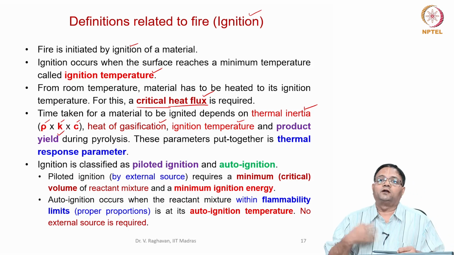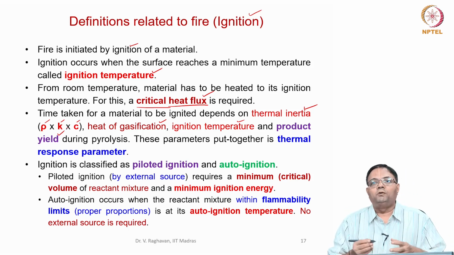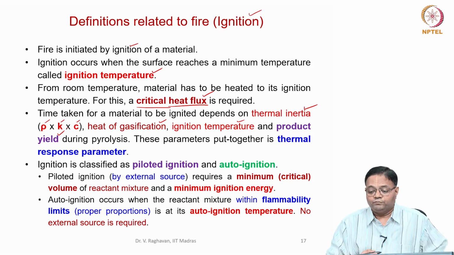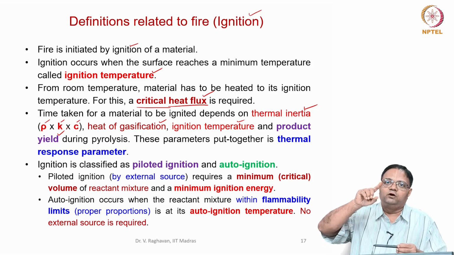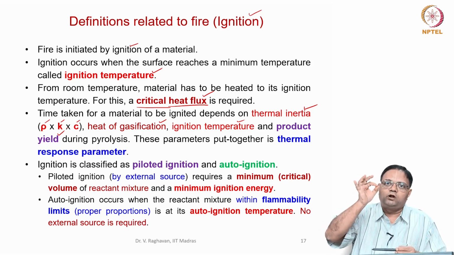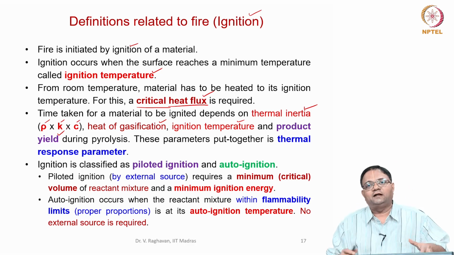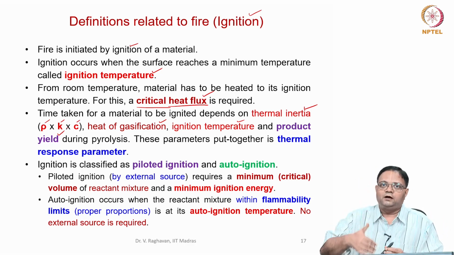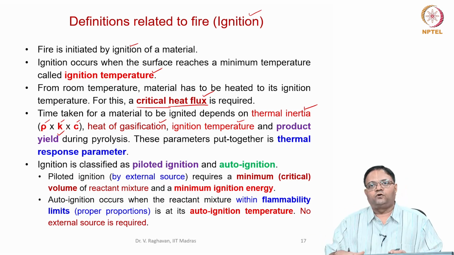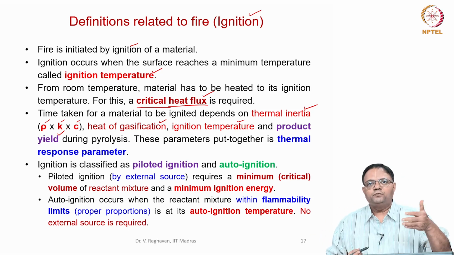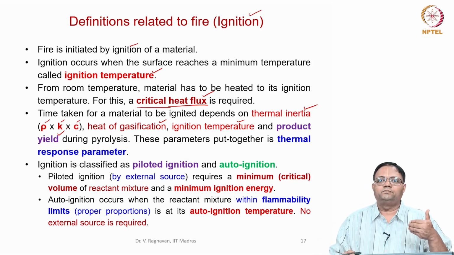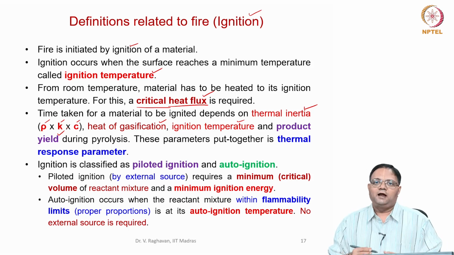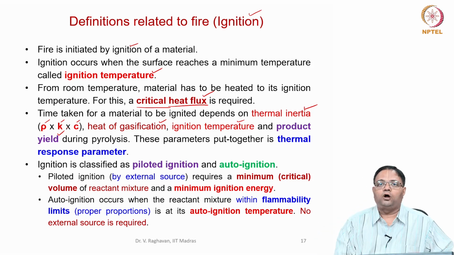Product yield is what? The volatiles. How fast the volatiles, how much volatiles come out, etc. That will also matter, because when the products come out, then only the ignition will happen. We are focusing our attention only on the gas phase ignition first, because once the gas phase flame is formed, then the solid will be further heated, char is formed, then char surface reaction will take place. That is the secondary process. The surface reaction will be a secondary process. The primary ignition is basically due to the gas phase reaction. So that means we are looking at how the gases are released from the condensed phase.